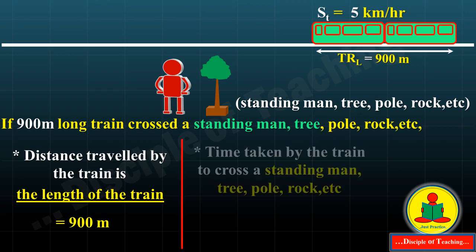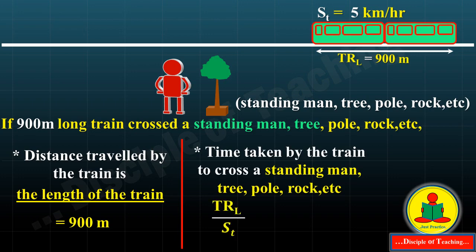Similarly, the time taken by the train to cross the standing man, tree, pole, rock etc. is equal to distance by speed. Here distance is the length of the train and the speed is the speed of the train. So the answer is 0.18 hour.